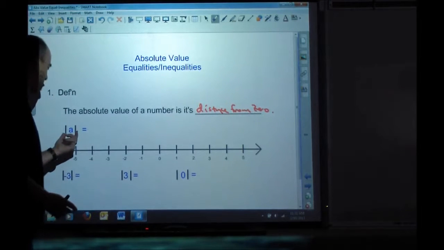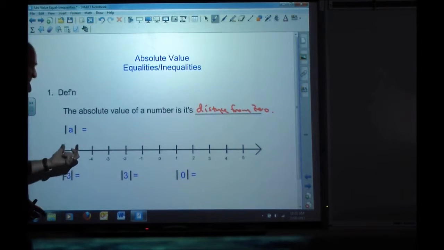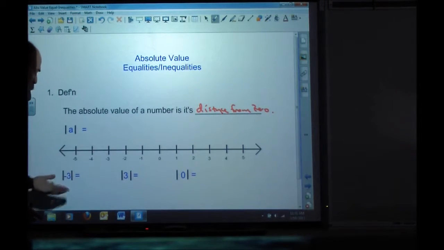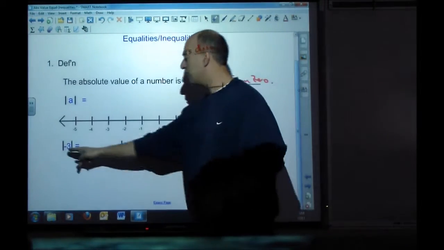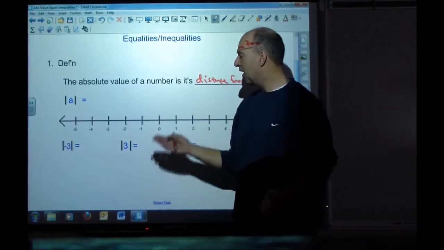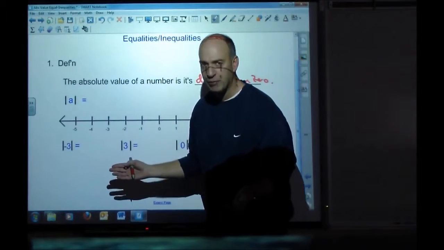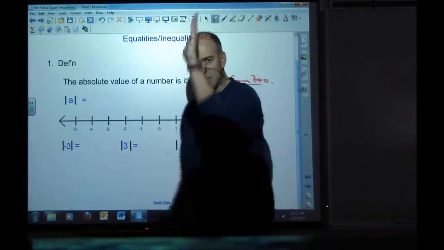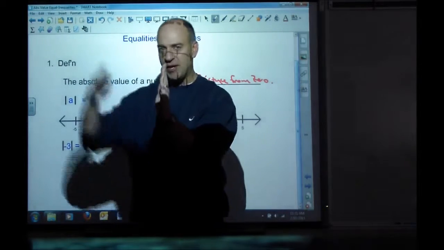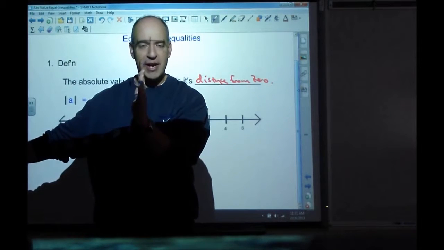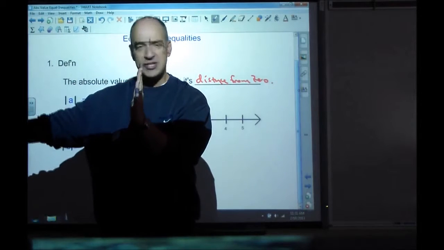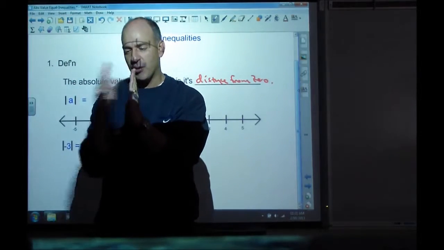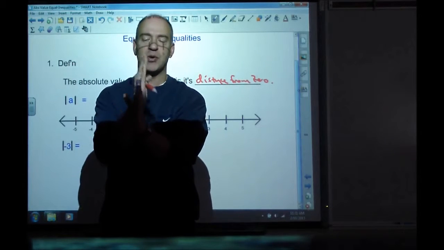This is what you see for absolute value, the long lines around the number. Here are some examples. If I said the absolute value of -3, what I'm really saying is how far is -3 away from 0? 0 is right in the middle of the number line, and there are two sides to 0. The absolute value of a number is just its distance away from 0. You're either on one side of 0, the other side of 0, or you are 0.